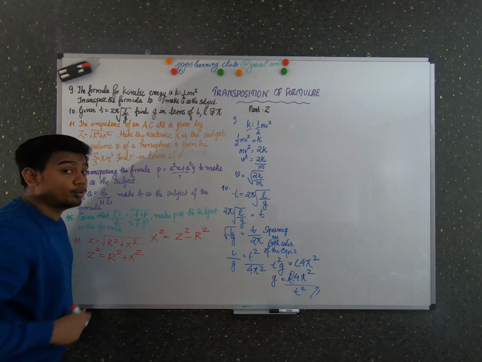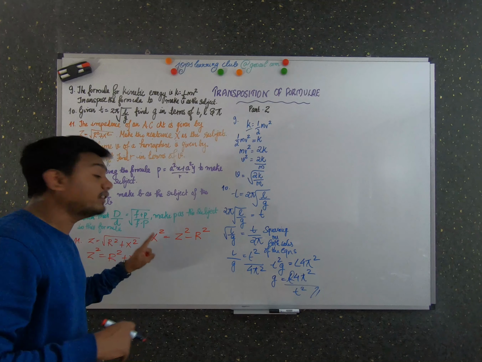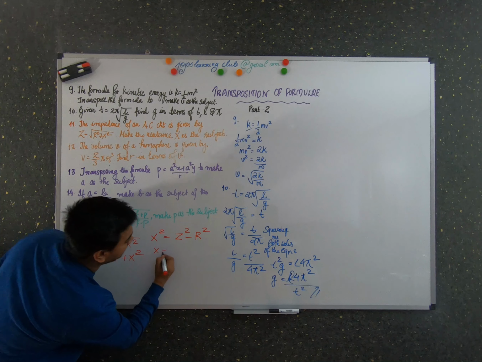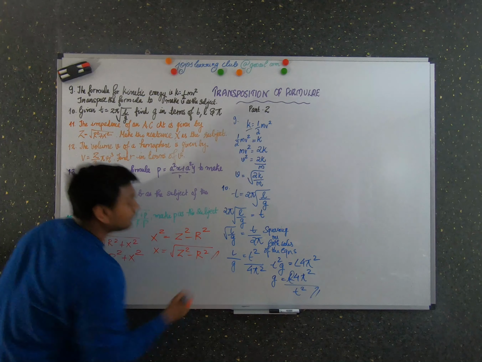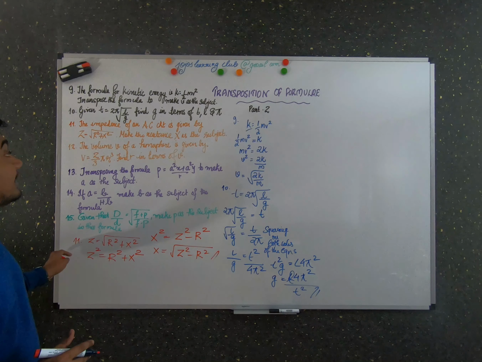I am going to take the root because we have to find the X as a subject. But here there is a X square. So to make it as X, what you have to do? You have to just take the root of the equation, and that's it. It's easy, right? So that's it for the problem number 11.